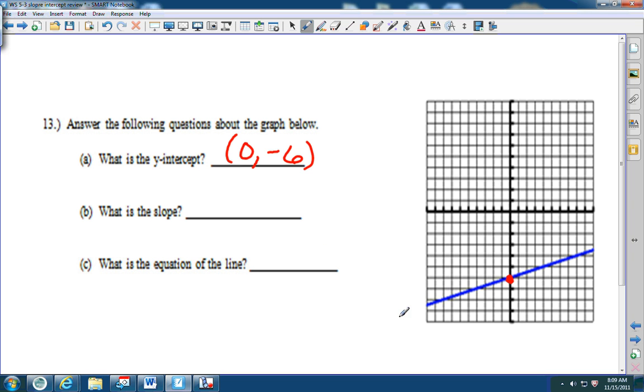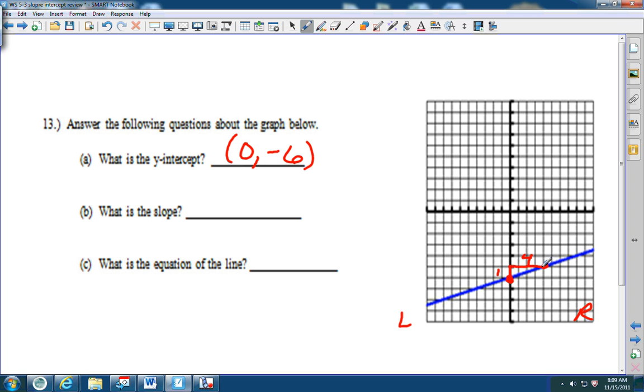Now my slope. My slope, the line from left to right, is increasing. It is going up. It is going to be positive. So I'm going to start here, and if I go up 1 and over 1, it's not on the line. It looks like I need to keep going over. So I go up 1, and I'm going to go over 1, 2, 3, 4. It looks like I go up 1 and over 4.